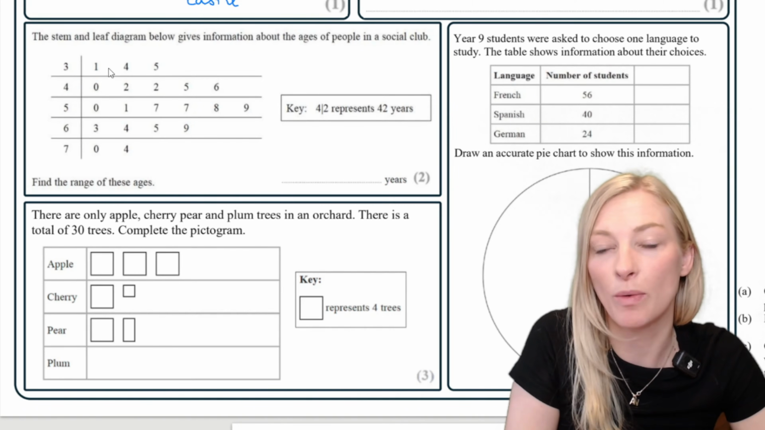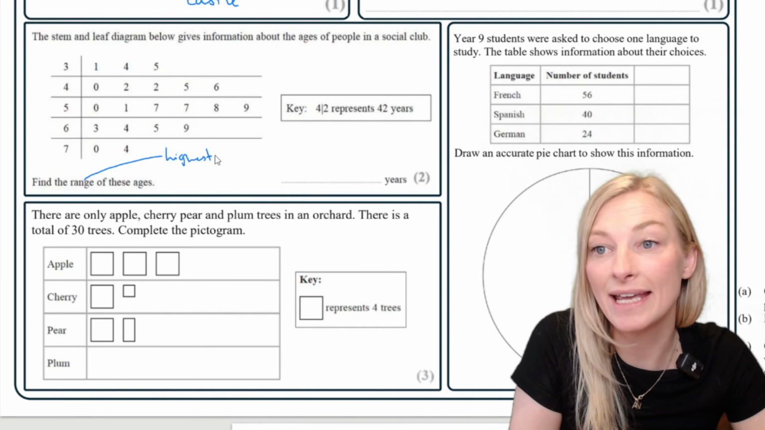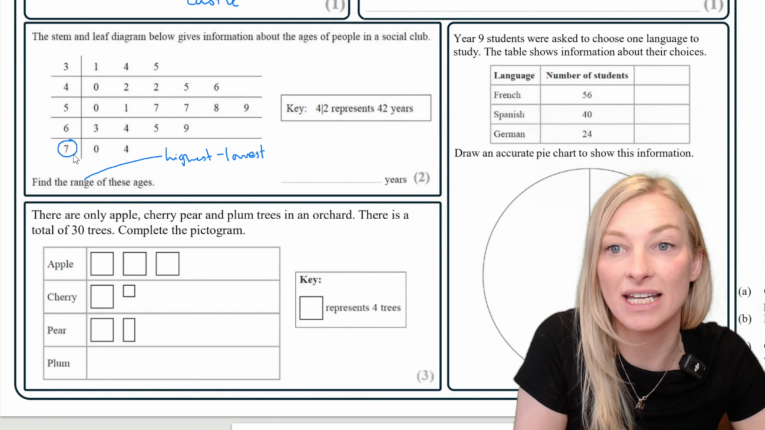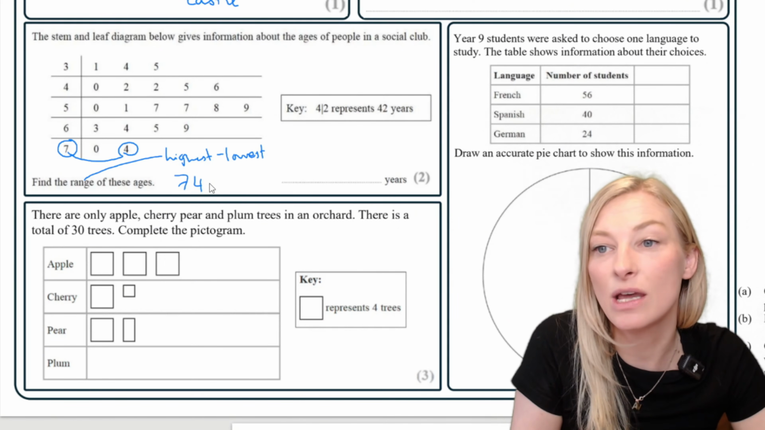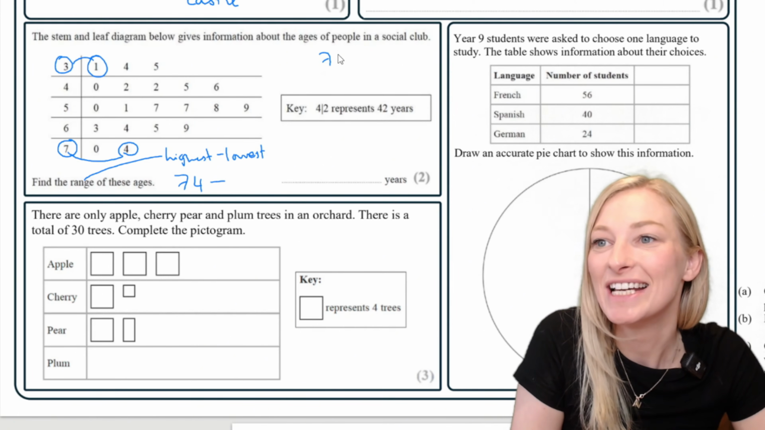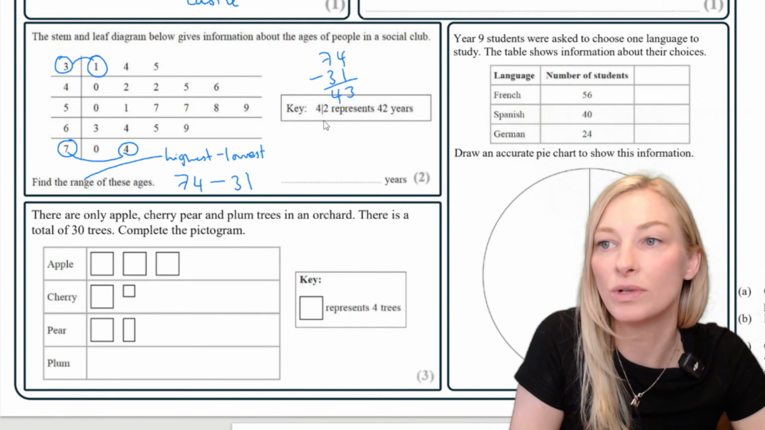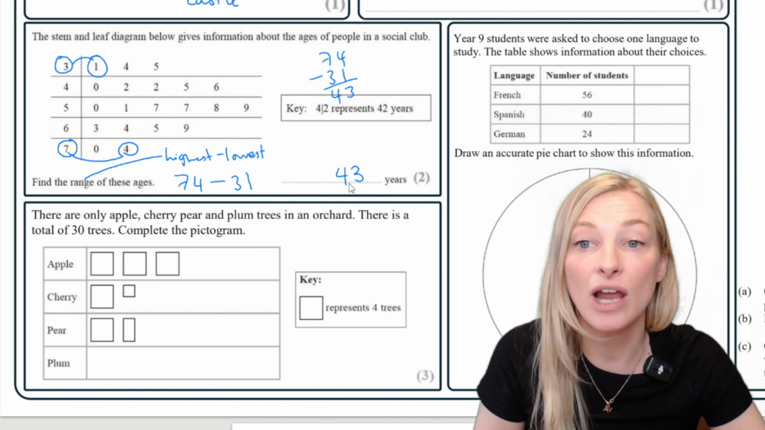Find the range is what we're asked to do here. And the range is the highest, take away the lowest. And the highest value here is going to be in the 70s. 74 is the biggest number we've got. And we're going to take away the lowest value, which is 31, and 74, take away 31, leaves me with 43 as my range. That is the difference between the highest and the lowest.